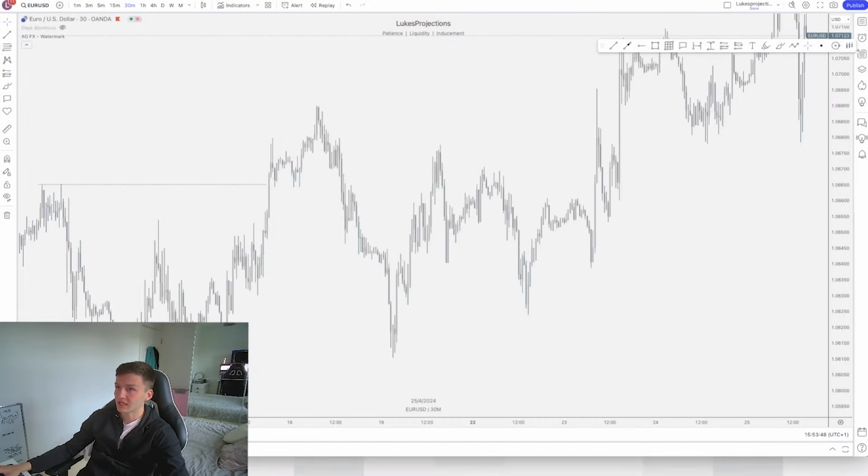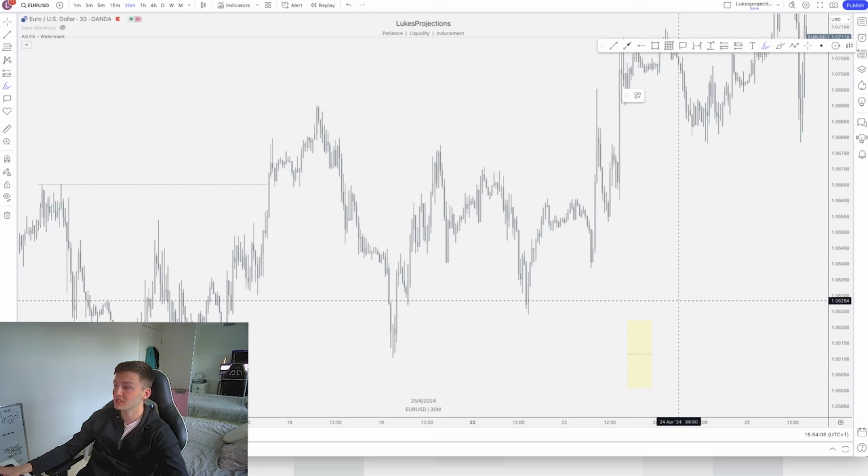We're on EURUSD now, on the 30-minute charts, and essentially what we need to be looking for is order blocks that haven't been mitigated, order blocks that need liquidity above them. So essentially, what I mean by that is we need order blocks that haven't been tested. So let's say that's our order block.